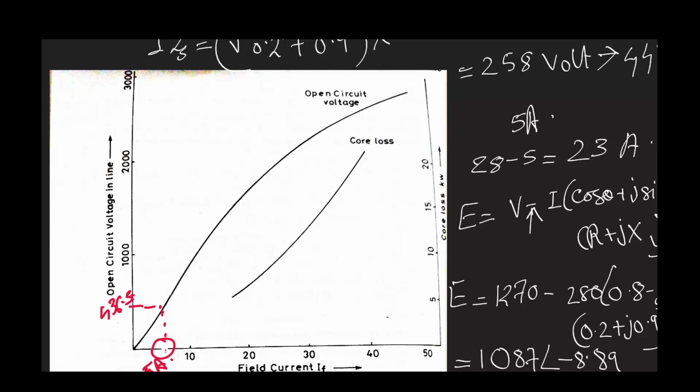Rather, it is producing 1087. Clearly 1087 is less than 1270. That means the current that is flowing through your field is comparatively less than what is required to produce the rated voltage. That is why we always say an under excited synchronous motor draws lagging current, while in case of generator, over excited synchronous motor operates with lagging load, right?